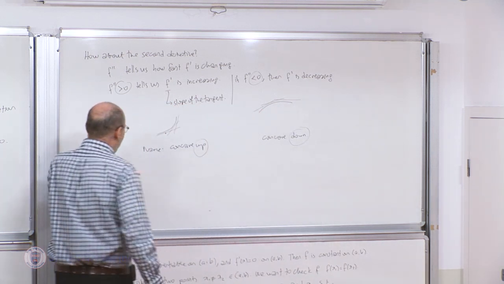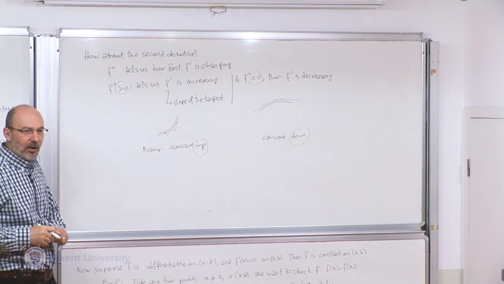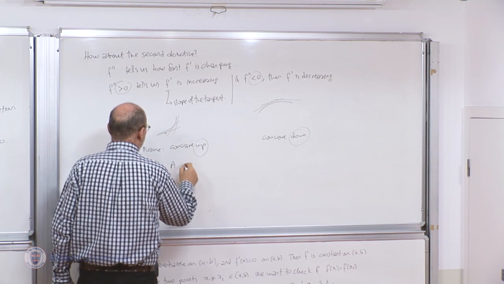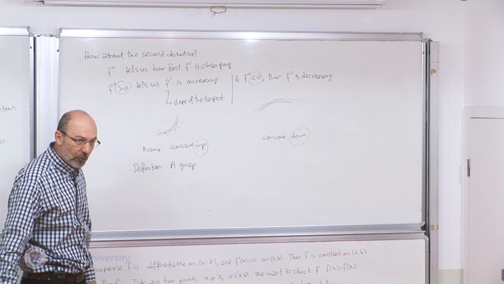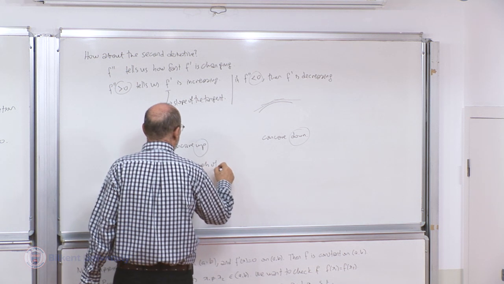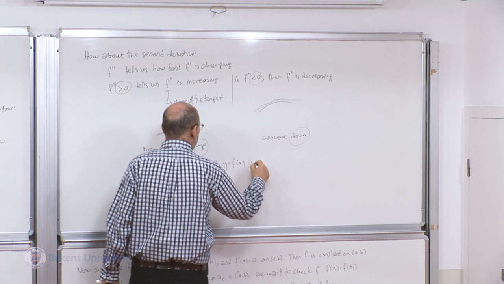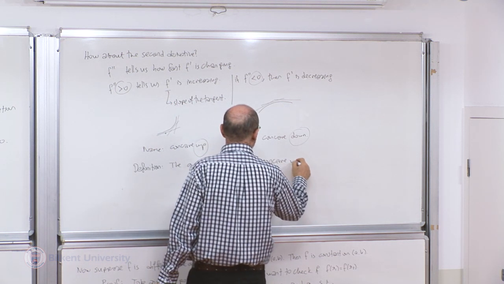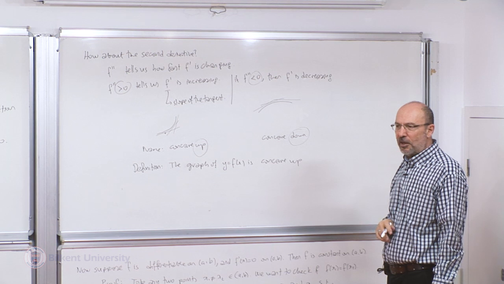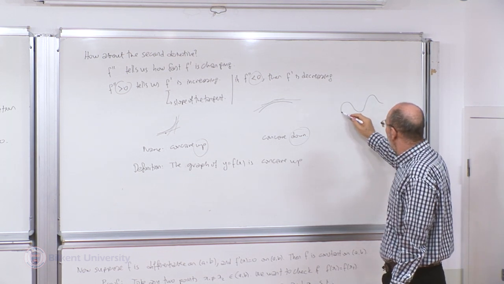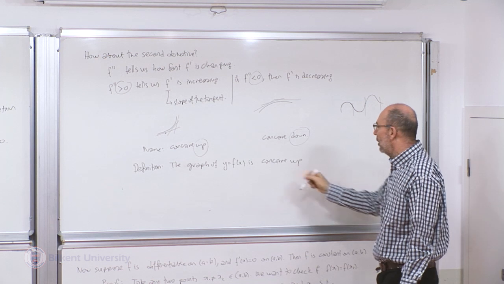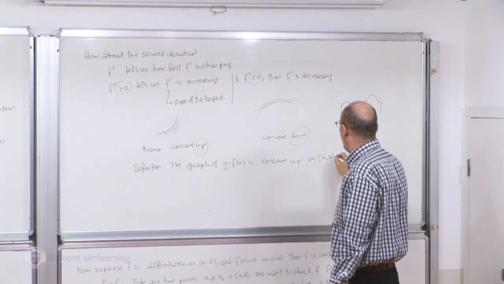So let's give an explicit definition of concave up. Definition: a graph. Let us give a name to the graph so that in the definition we can use it. The graph of y equals f of x is concave up. You see that concave up can be only on some interval, because we can have graphs like this. This part is concave down, this part is concave up, so we have to talk about regions. So concave up on some interval a, b, if.